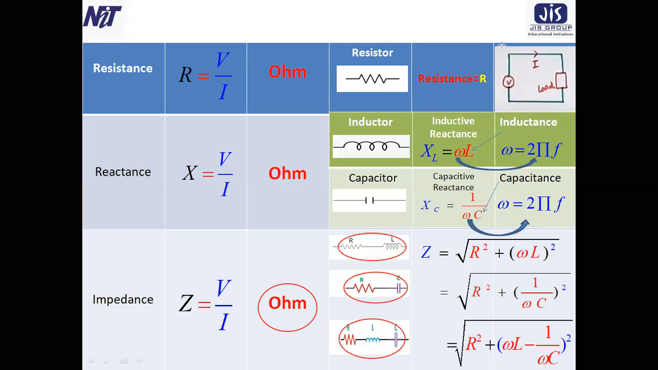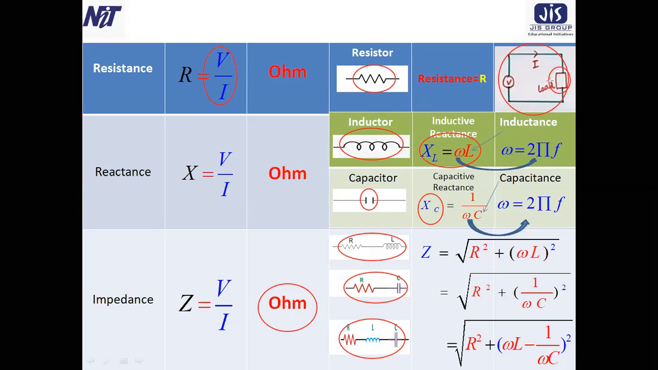Now, follow the circuit. In this circuit, a voltage source is connected and a load is connected. Through the circuit, the current I is flowing. If the load is only resistance, the equation is V by I. If an inductor is connected in the load, you will find the equation XL equals omega L. If a capacitor is connected, you will find this symbol, and this is the capacitive reactance XC, which equals 1 by omega C.